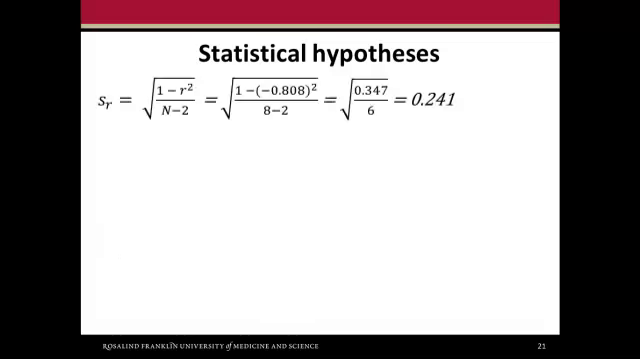And here's the calculation. So we know that our value of r is negative 0.808. So we plug that in. We know that n is equal to 8. We plug all this in and we get our standard error of r is equal to 0.241. So our value of t then is r minus 0 in the numerator, which is just negative 0.808, divided by the denominator, which is the standard error of r, which is 0.241, and we get our t statistic of negative 3.353.